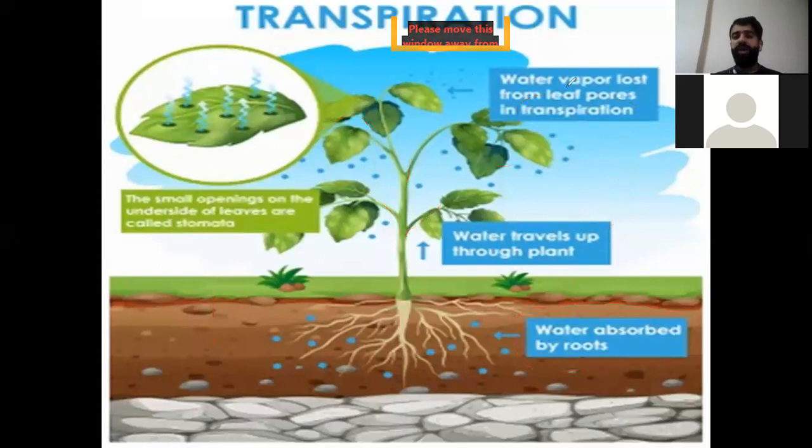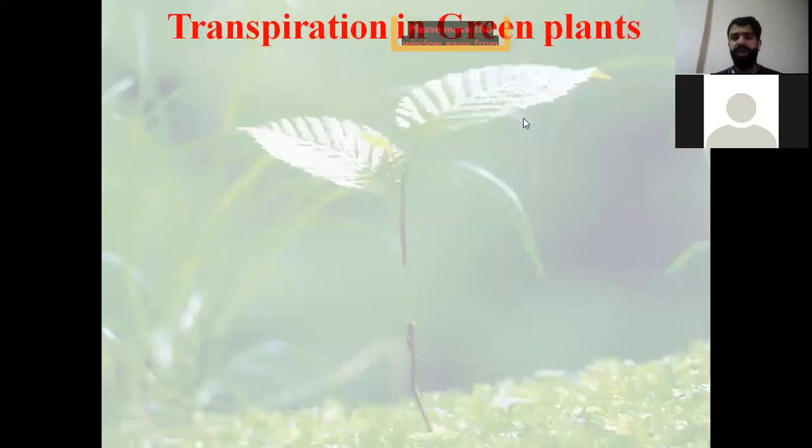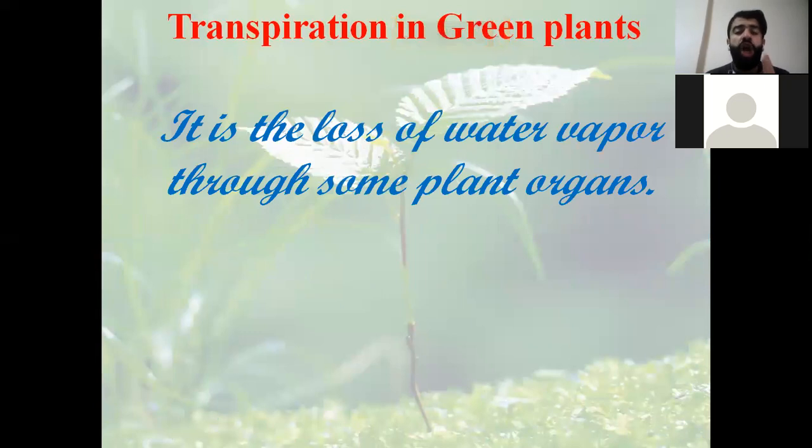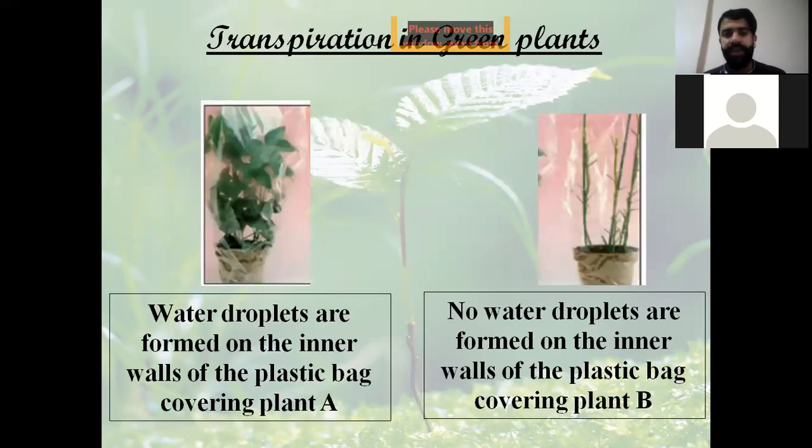So let's move now to the definition of transpiration. What is transpiration? Transpiration is known as the loss of water vapor through some plant organs. So what are these organs? Let's see. In this experiment, we have two plants, plant A and plant B. In plant A and plant B, both of them are covered by a plastic bag. So if I ask you, Ya Ahmad Shimi, what is the variable factor between the two plants, A and B?